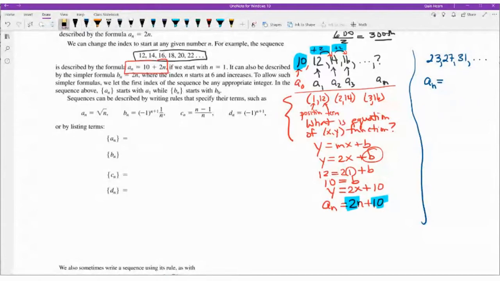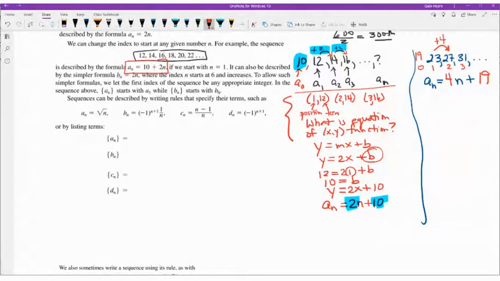Or alternatively, you can just say, well, each time the sequence progresses by 1 term, we're going up by 4. And then if this was the first term, second term, third term, if there had been a 0th term, it would have been 4 less, which would have been 19. So we would have 4n plus 19.